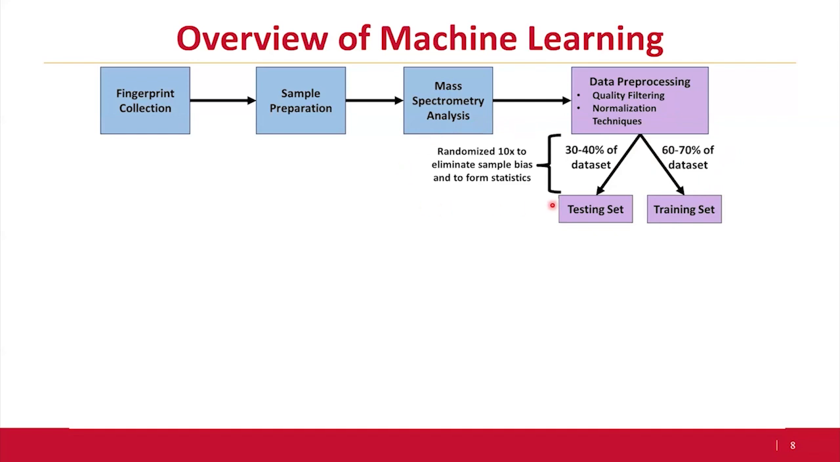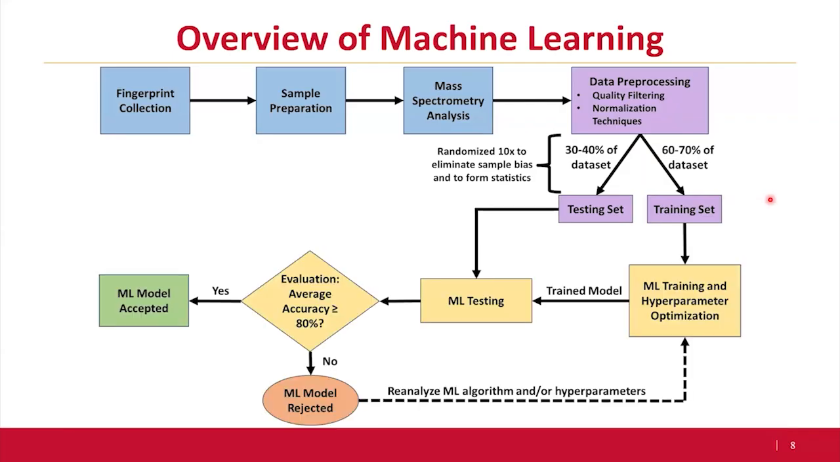This is done 10 times to minimize sample bias just from the random sampling, and also to form statistics. The next part is our training set is used in order to train a model and optimize the hyperparameters. So hyperparameters are simply settings that you can have in the algorithm that have to be optimized for every machine learning attempt.